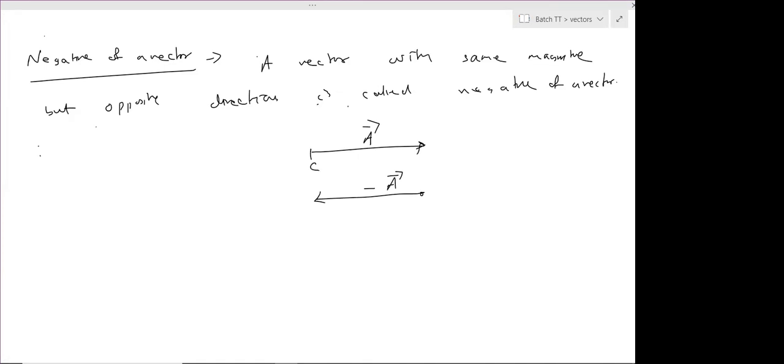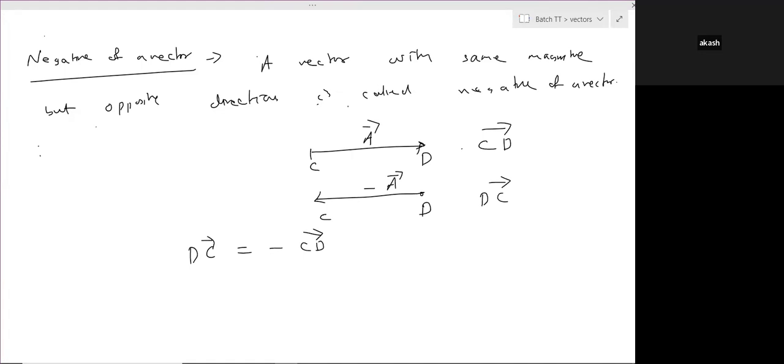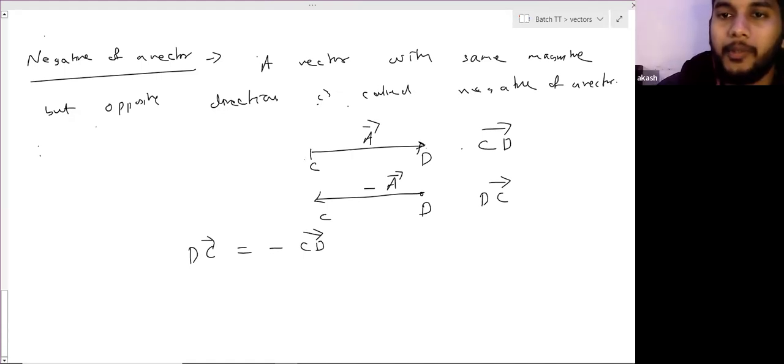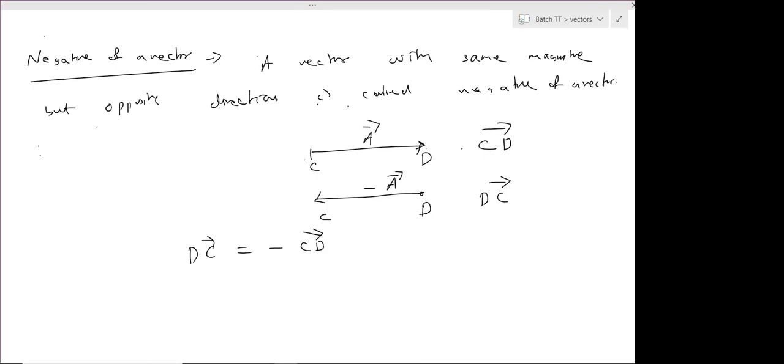Suppose I name this as CD. So this vector will be named CD vector and this will be named DC vector. So we can say DC vector is negative of CD vector. Right, everyone? Name a vector from initial point to final point. Clear? Sir, can you explain again?